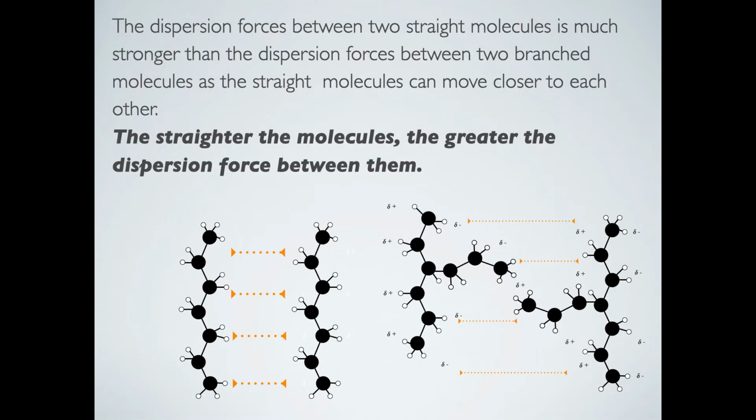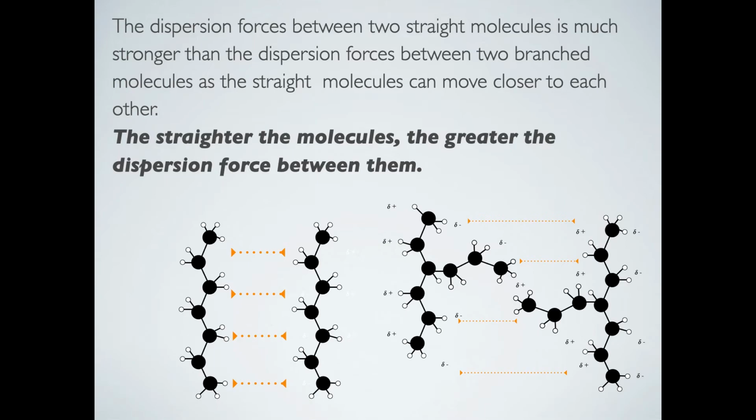So the dispersion forces between 2 molecules of heptane are much stronger than the dispersion forces between 2 atoms of neon. The dispersion forces between 2 straight chain molecules are much stronger than between 2 branched molecules, as the straight molecules can move closer to each other. So we're talking about the distance away. The straighter the molecule, the greater the dispersion forces between them.